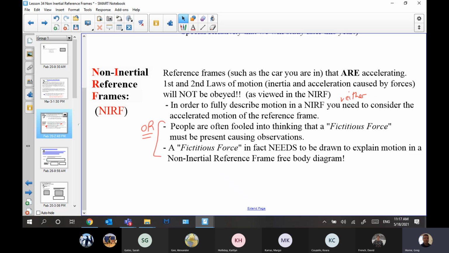A fictitious force actually needs to be drawn in a non-inertial reference frame. Okay, you need to actually draw that fictitious force in a non-inertial reference frame in order to have it actually make sense. And I'm going to be showing you examples like that.